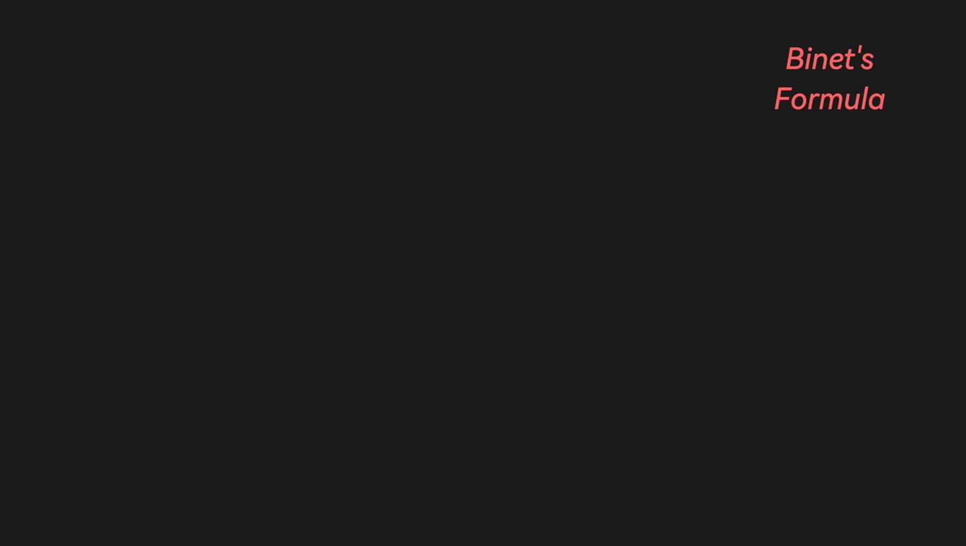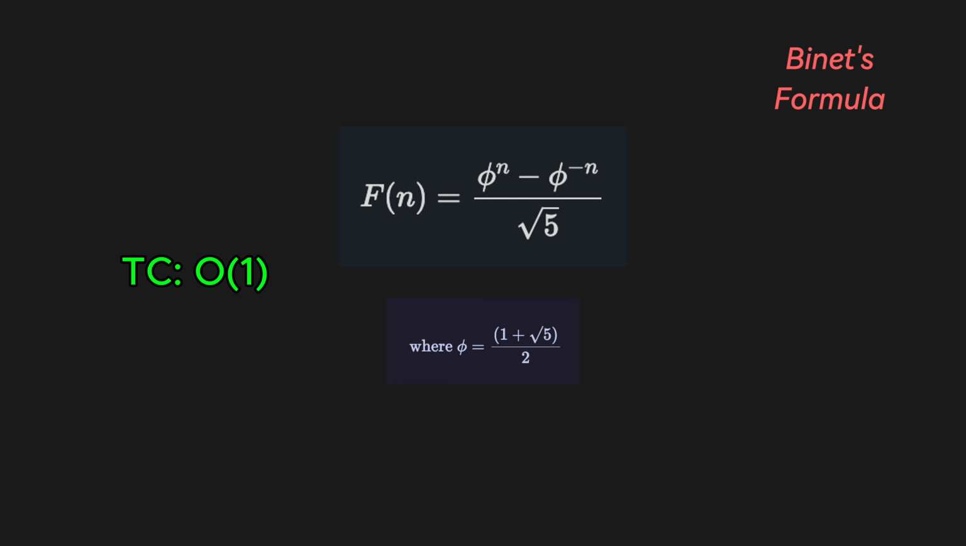Another way to compute Fibonacci number is to use Binet's formula, which achieves O of 1 time complexity. However, since Binet's formula involves irrational numbers, it is not typically used in programming due to precision-related issues. And both of these methods are very mathematical, and for programming purposes, we are now covered thanks to dynamic programming.